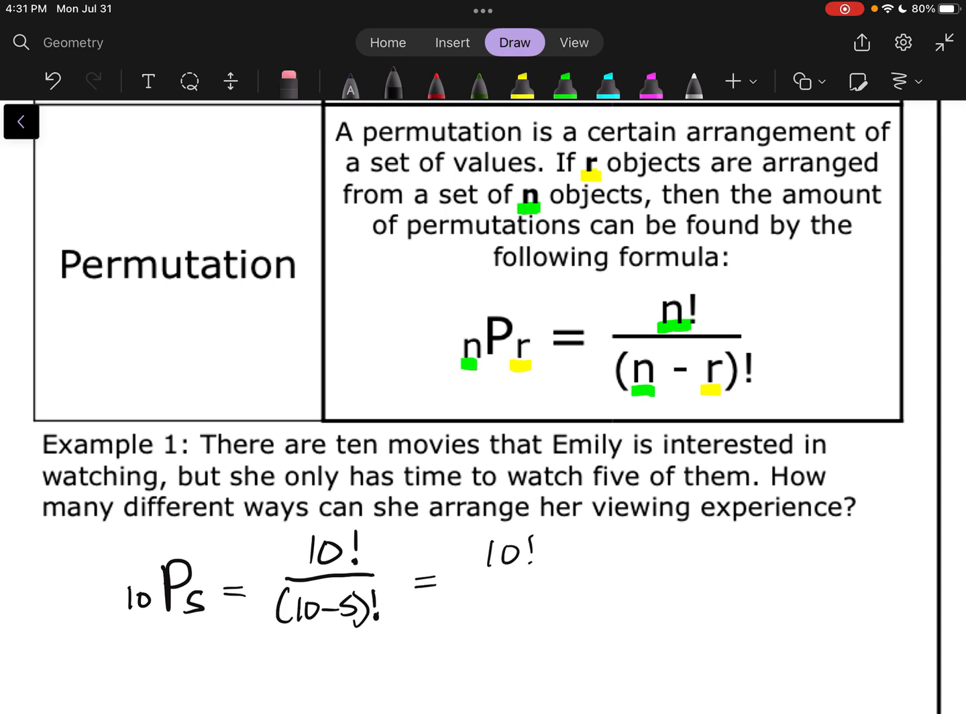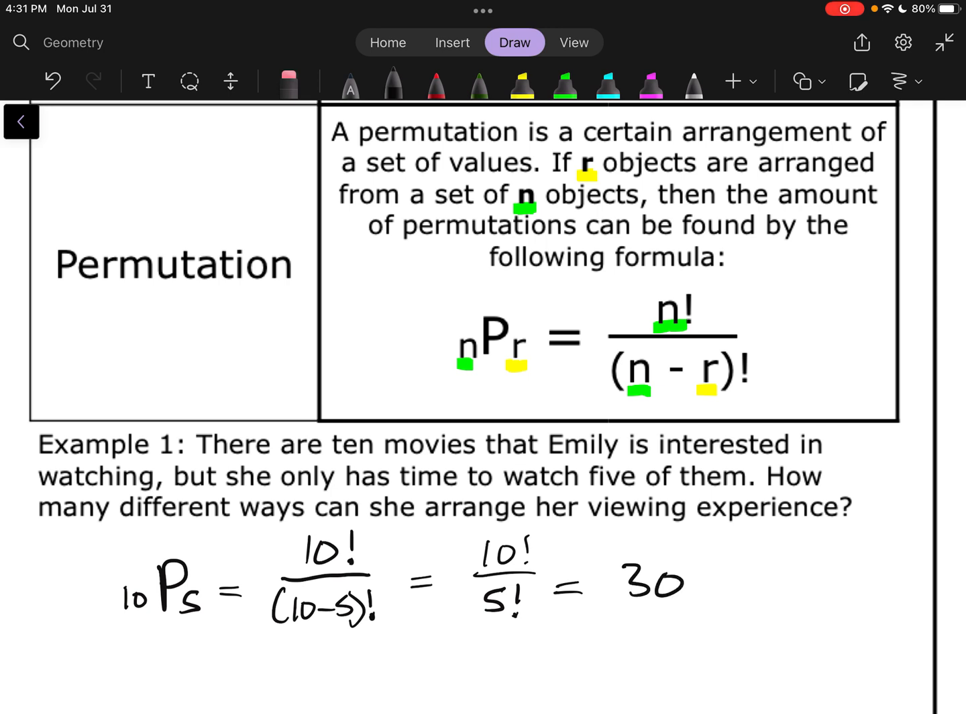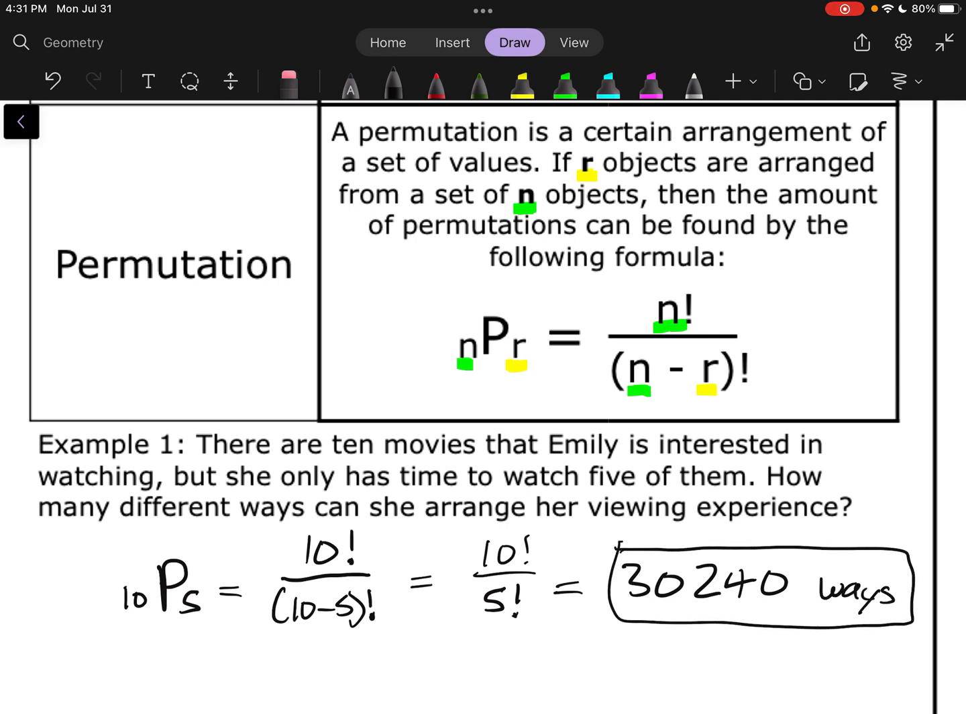Leave the 10 factorial alone. And what's 10 minus 5? Well, it's 5 factorial. So that's what I'm going to type into my calculator here. 10 factorial divided by 5 factorial. And that would give me 30,240 different ways. A lot of different ways. You believe it? That's pretty crazy.